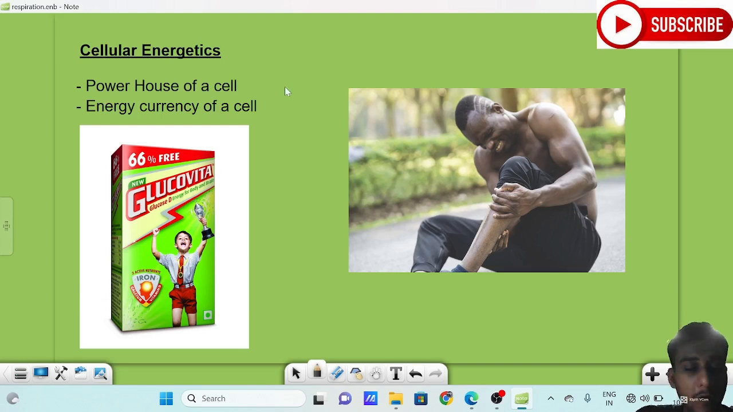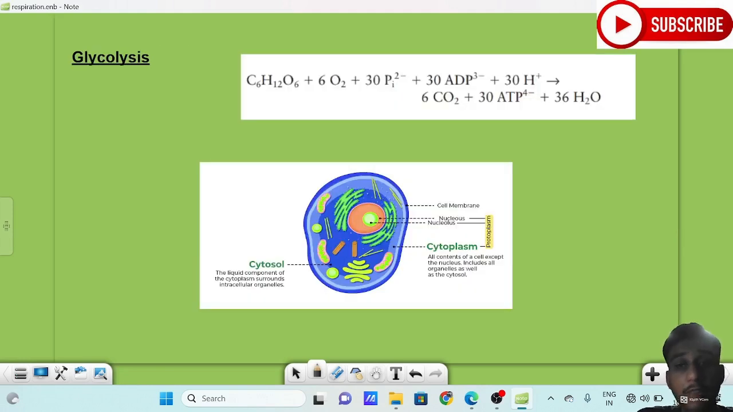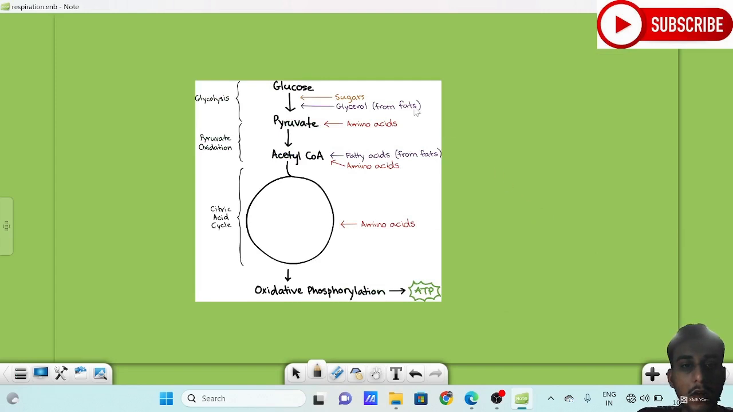The powerhouse of the cell is known as mitochondria. The energy currency of a cell is known as ATP, because that is its main function. Look, this is the overall idea of aerobic respiration.